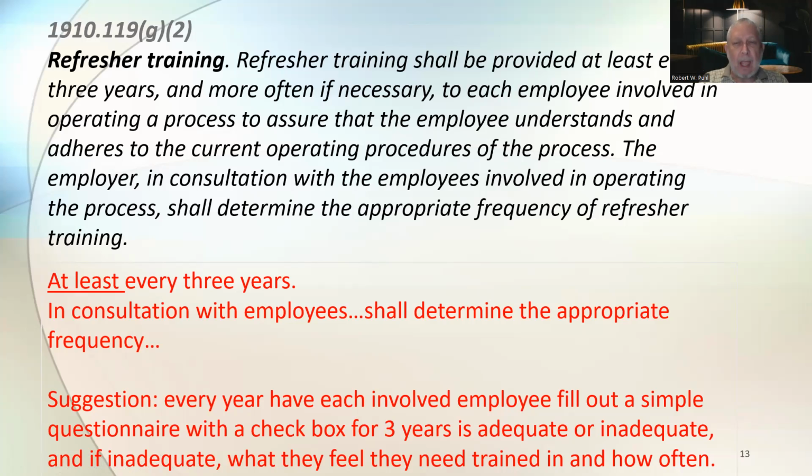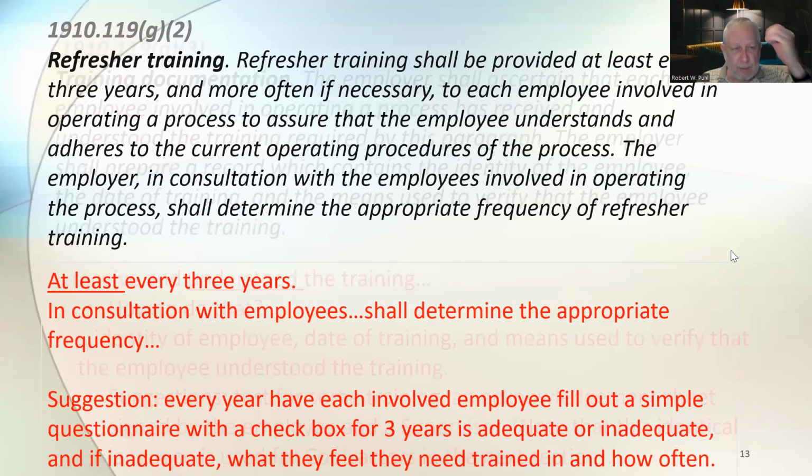Suggestion: every year, have each employee involved fill out a simple questionnaire with a checkbox saying that 3 years is adequate or inadequate, and if inadequate, what they feel they need to be trained in and how often. So by this, you're getting their input into it. You're giving them a chance. Here's your chance. Just say that 3 years is adequate, or if it's not, then what else do you think you need to be trained in? And how often do you think you need to be trained? Get their input. Always get employees' input about just about everything, but this you do in writing so you can show compliance with this paragraph.